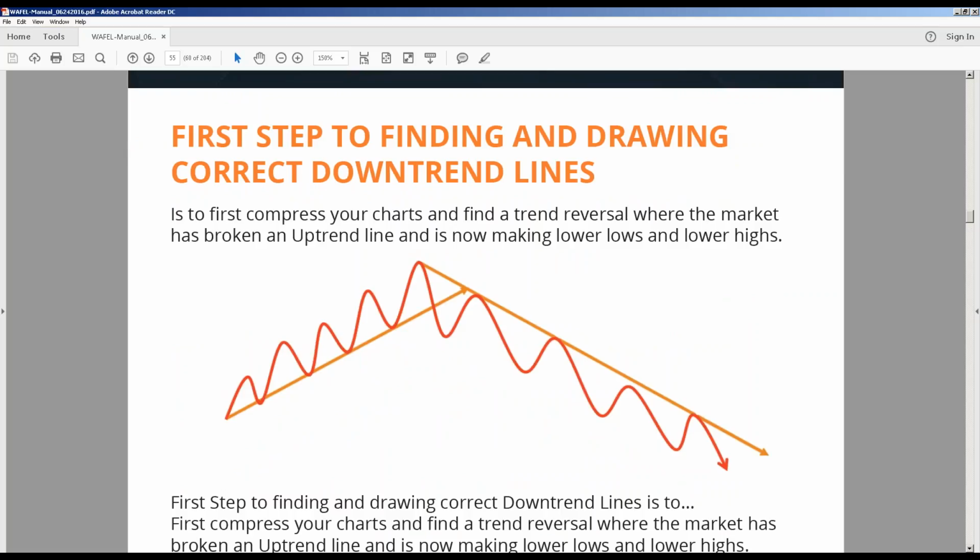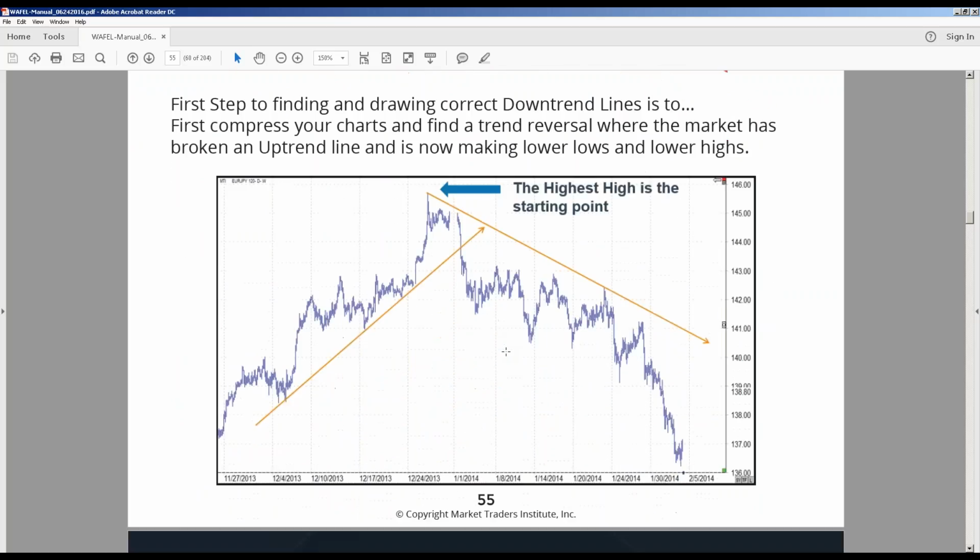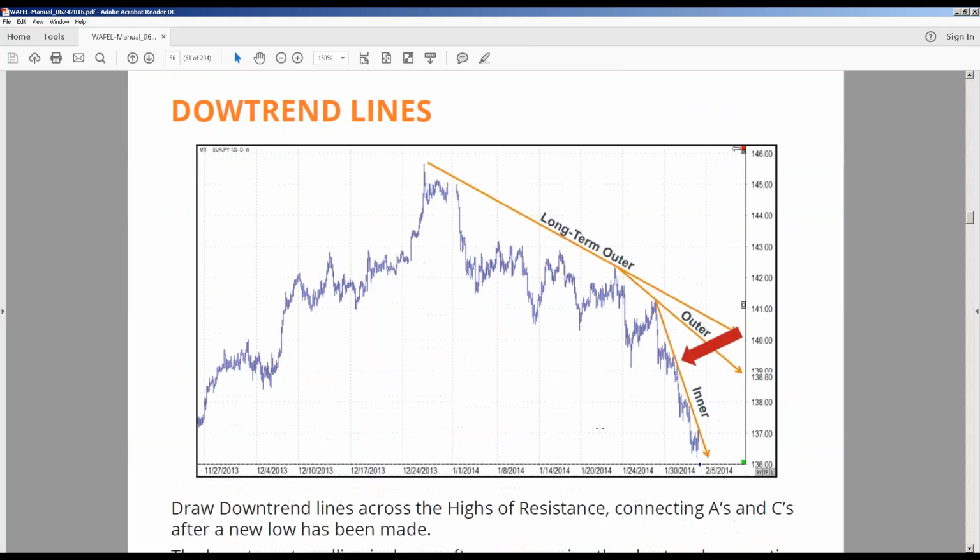First step to finding and drawing the correct downtrend lines is to first compress your charts and find a trend reversal where the market has broken an uptrend line and is now making lower lows and lower highs. Find the highest significant turning point, and then you can start your trend line. Over there you have lower lows and lower highs, so there's your downtrend.